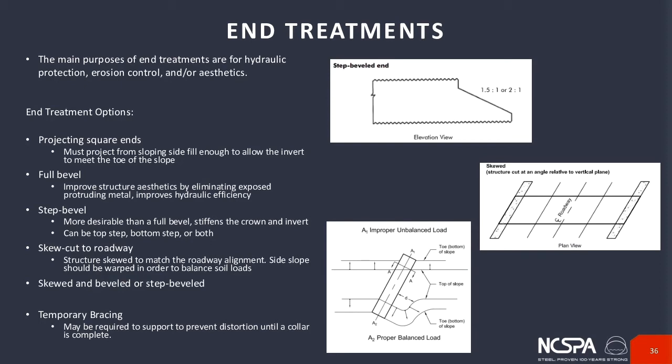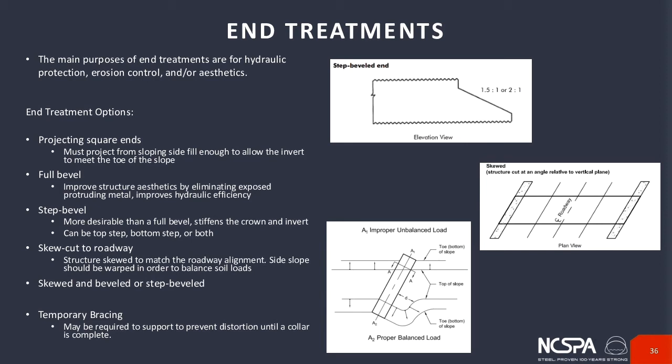So a few of our options, as you can see on the left there, we can do projecting square ends. So that is just a typical structure. There's no cutting involved, and it's recommended for most pipe applications. The structure has to be long enough to allow the toe of the slope to meet the invert of the pipe, so you will have a little bit of a protruding edge sticking out of the soil.